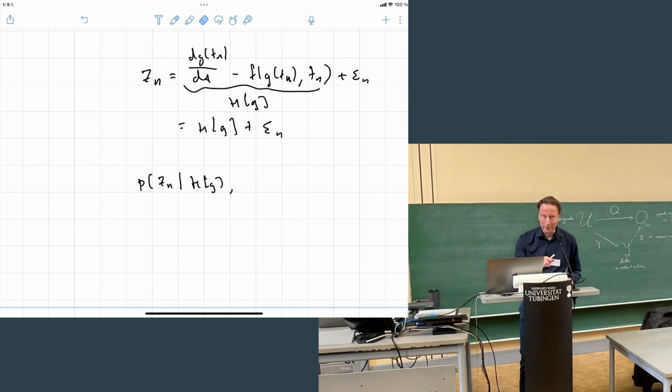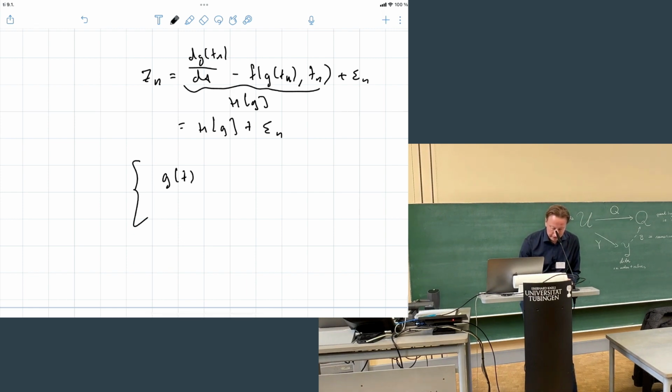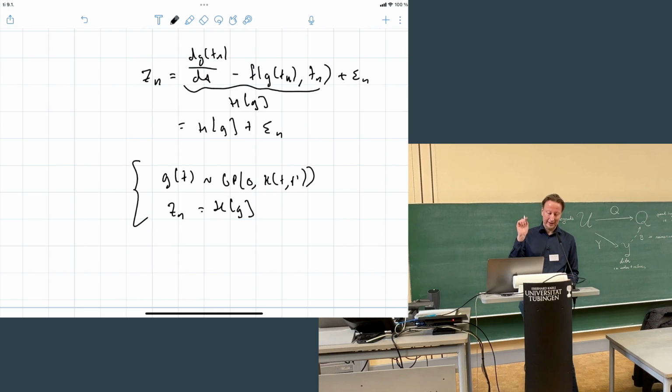I'm trying to map to my previous notation, and I'm failing with that a bit. So what I'm trying to get is that we have a Gaussian process prior, 0, k, t, t prime. And then we have some measurements which are h of g, where my h is the derivative of g minus f of g, plus some noise.